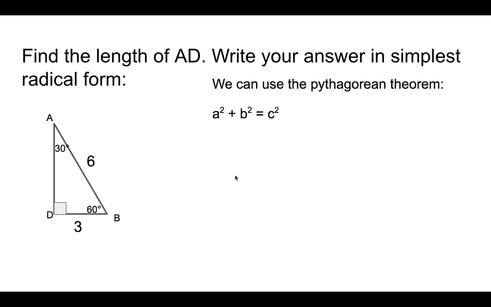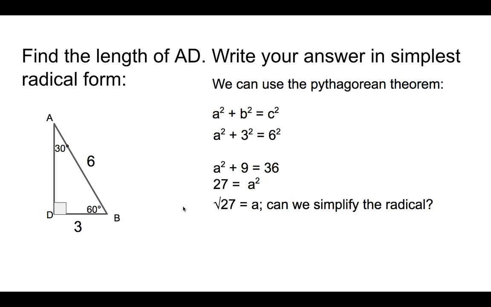What you should have done using the Pythagorean theorem, a squared plus b squared equals c squared, your 90-degree angle points to your c, which is your hypotenuse. So my c value is going to be 6. And in my case, I just made my 3 my b value. A squared is 27. If we take the square root of both sides, the square root of 27 is equal to a. But we can simplify this radical. We can factor it out to be 9 and 3. The square root of 9 is 3, square root 3. So AD is 3 square root 3.